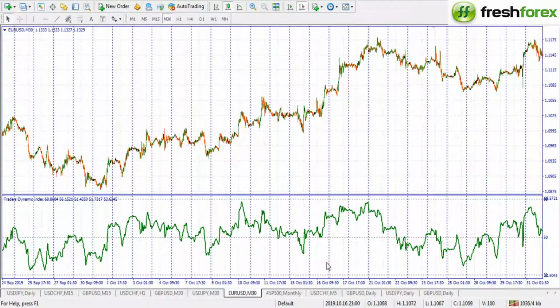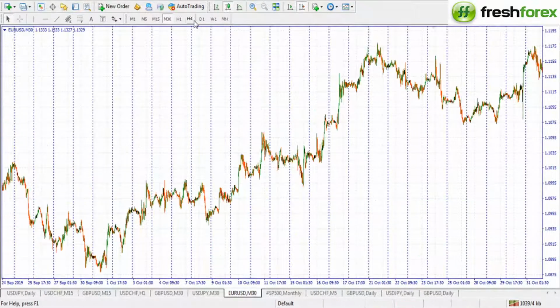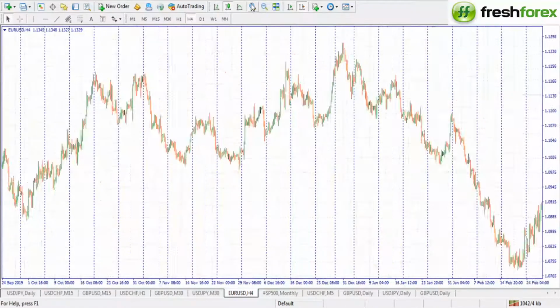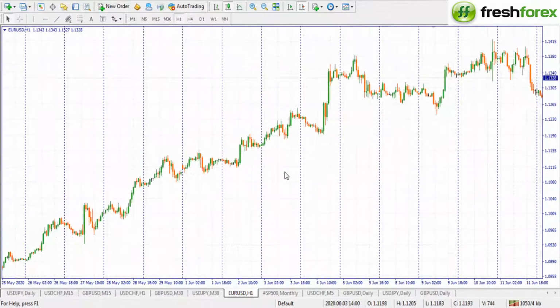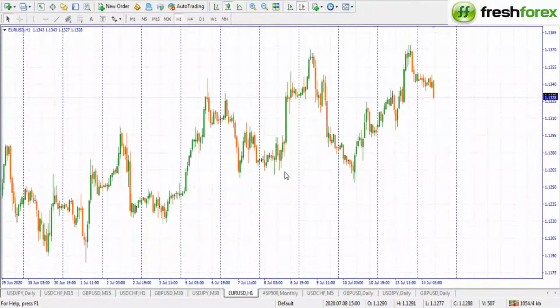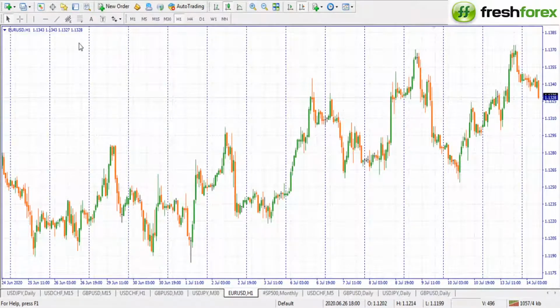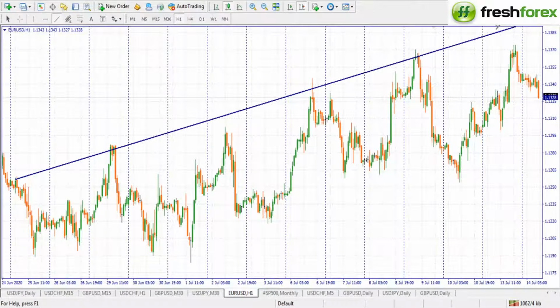Next chart, Euro USD. This is how Euro USD looks on my side. On this chart, we are having an expanding wedge formation. It looks like a channel.